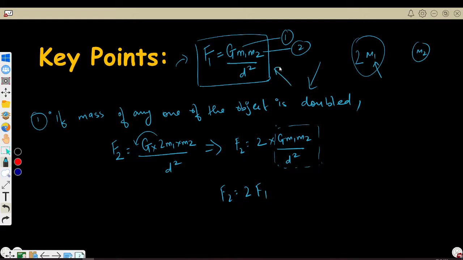Look at this, the formula for initial force was given by capital G into m1 m2 divided by d square. So here we have simply written the factor 2 first. So the rest of the term is nothing but the initial force. So what I can say, if you double the mass of any one of the objects, then the new force is twice the initial force. This is very important, this comes in a 1 mark MCQ.